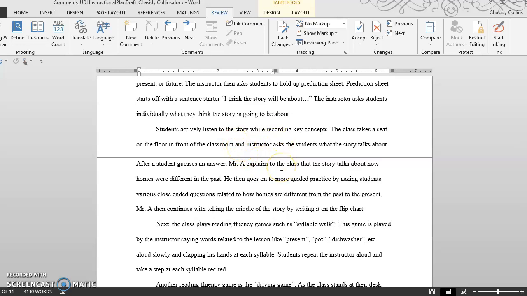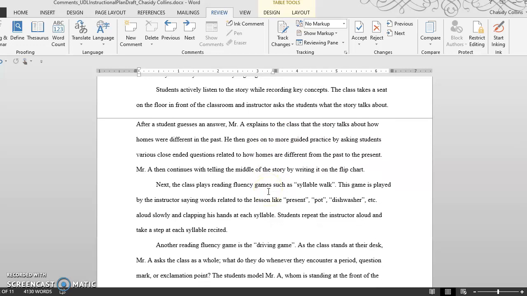And going on in the lesson, another activity was that students were able to actively listen to the story while recording key concepts. So, during the lesson at one time, the class was able to take a seat on the floor in the front of the classroom, and the instructor asked the students what the story talks about. And after a student guesses an answer, the instructor is able to explain to the class that the story talks about how homes were different in the past.